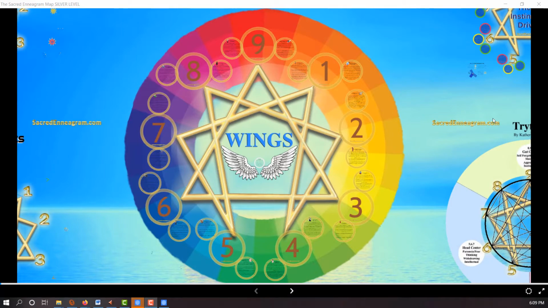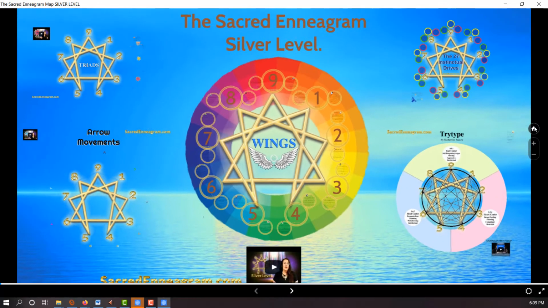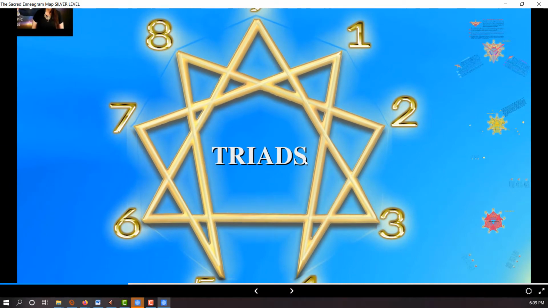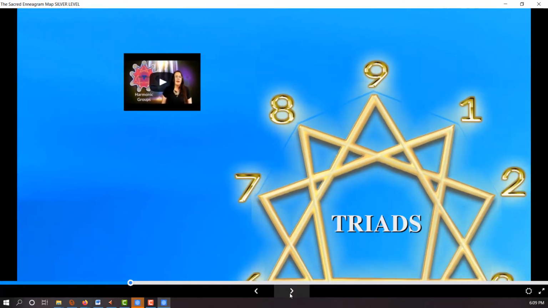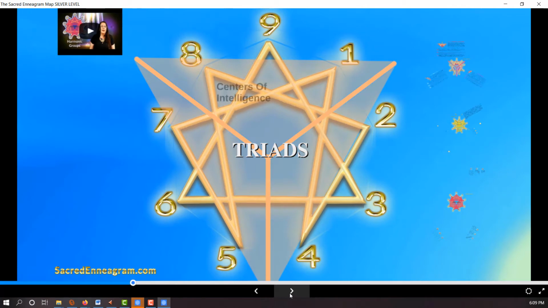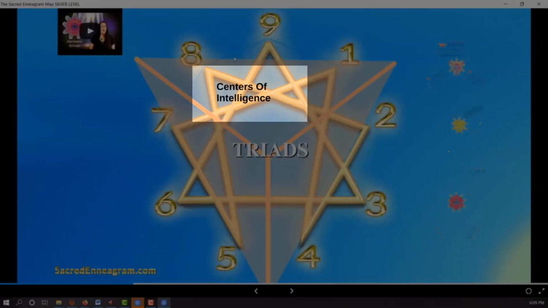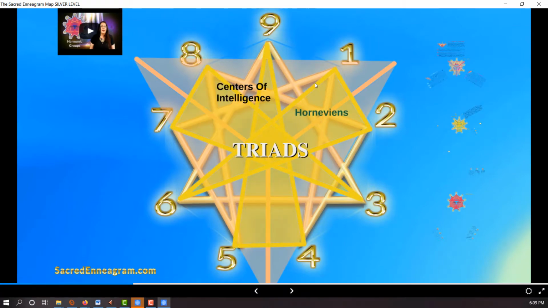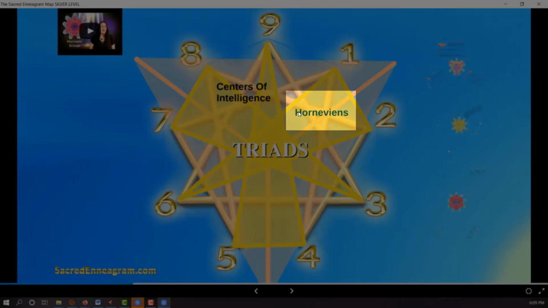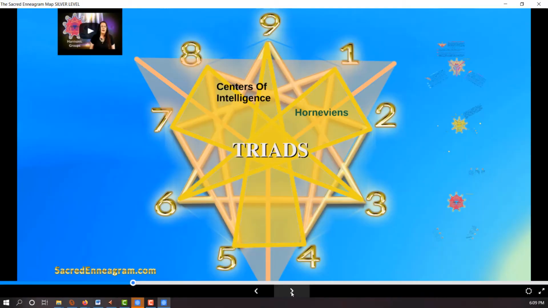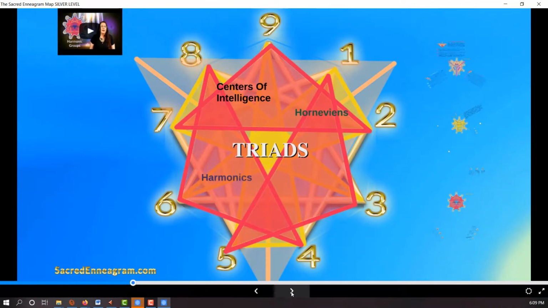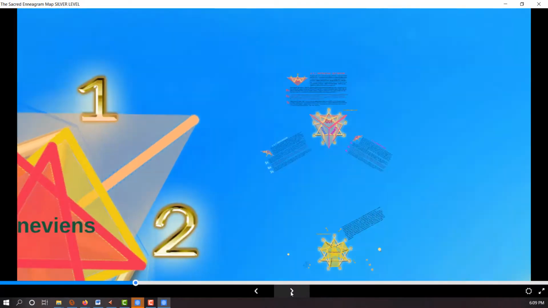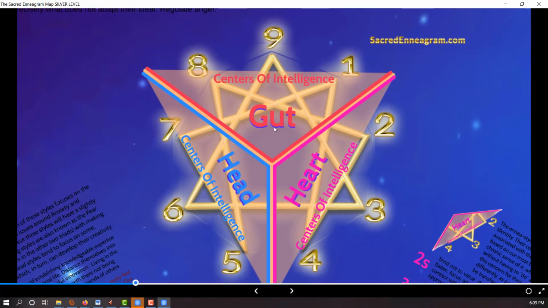Okay, now I'm just going to zoom into home screen again, over here, and I'm going to go up to Triads. This is the Triad section. Okay, here we have the centers of intelligence. These ones here are called the Hornbeam points. These red triads are called the harmonics. So over here we have the centers of intelligence.